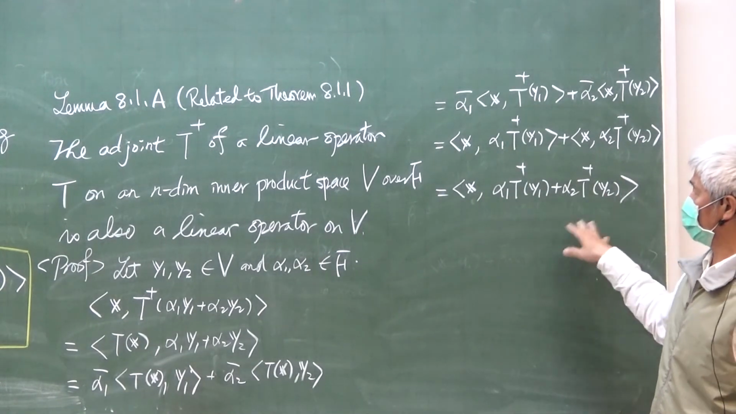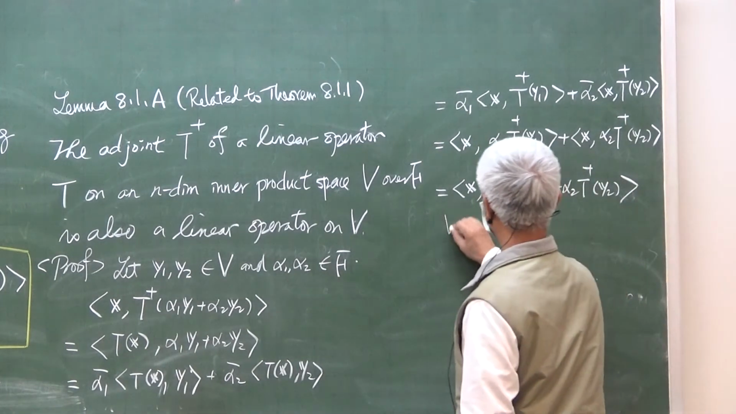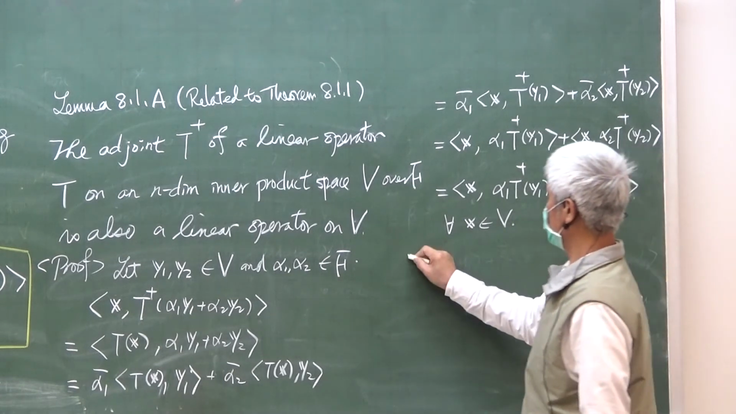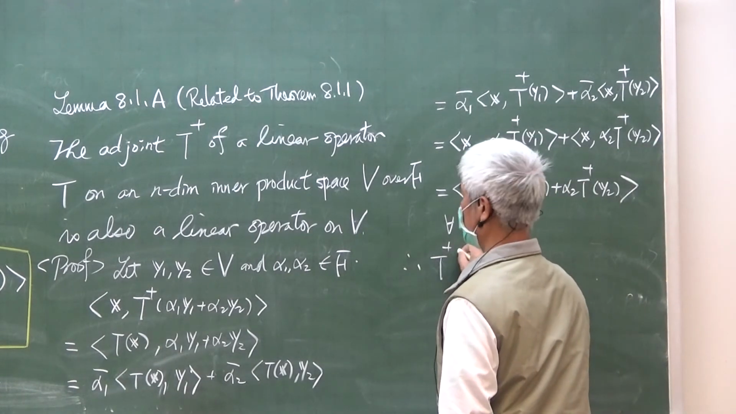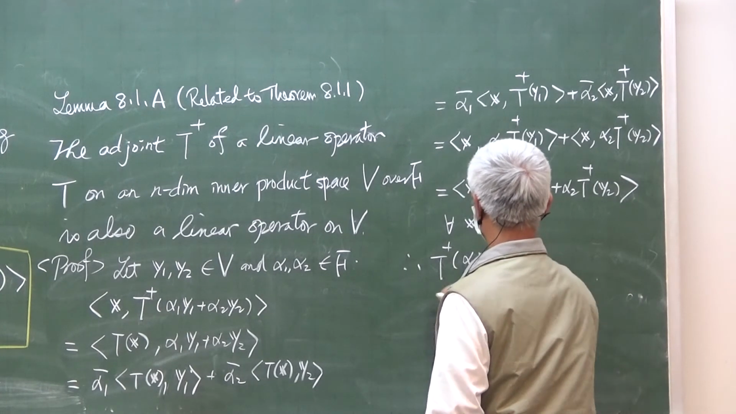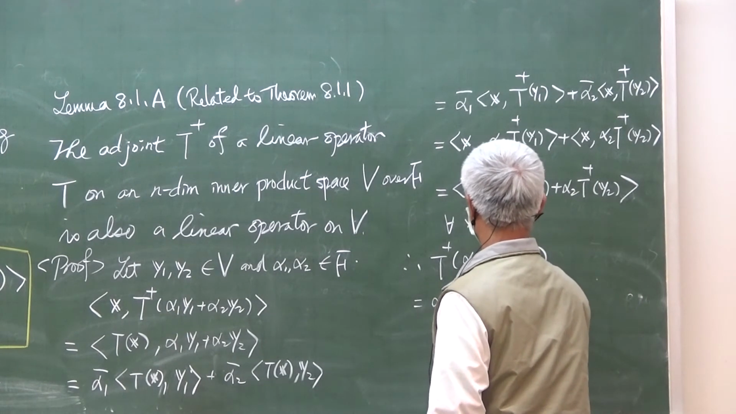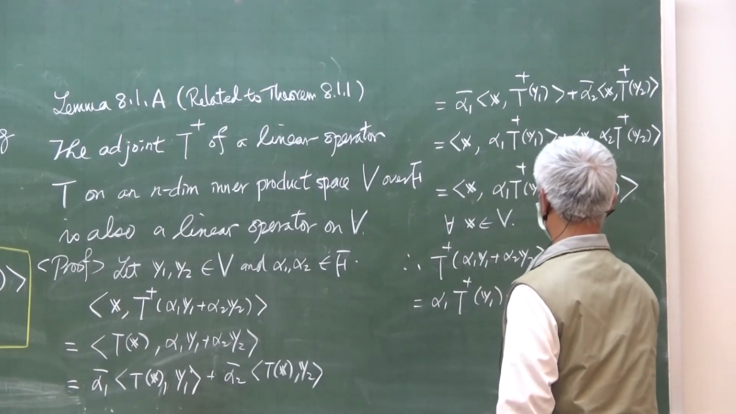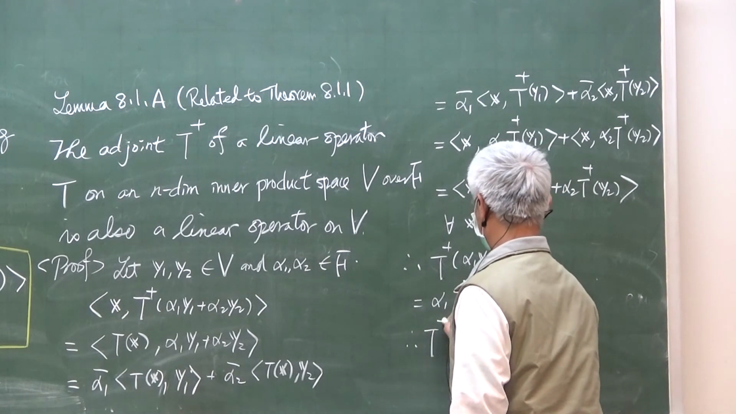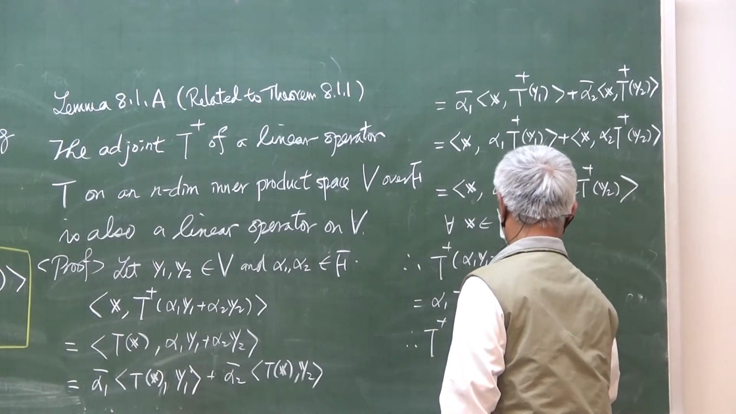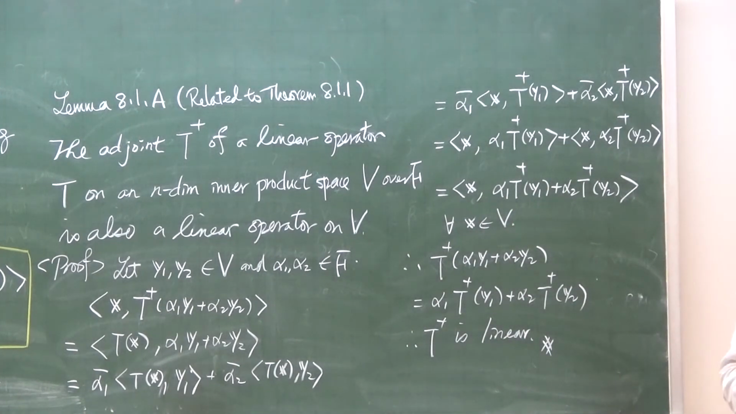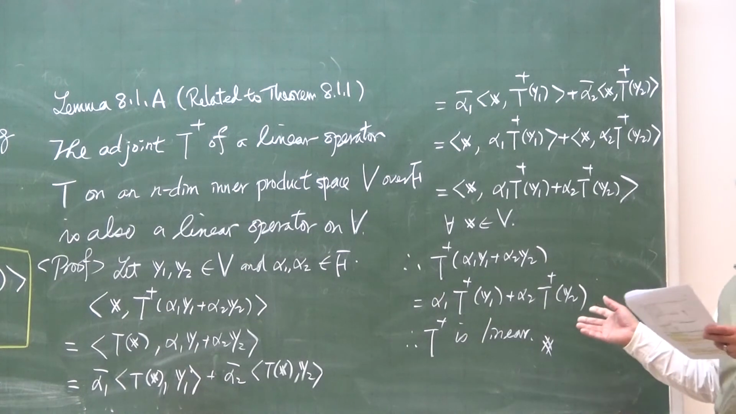So for every x we have this one, whereas we have that one. So this is true for all x in V. So the conclusion is that T† of alpha 1 y1 plus alpha 2 y2 is equal to alpha 1 T†y1 plus alpha 2 T†y2. So T† is linear, as we just proved.